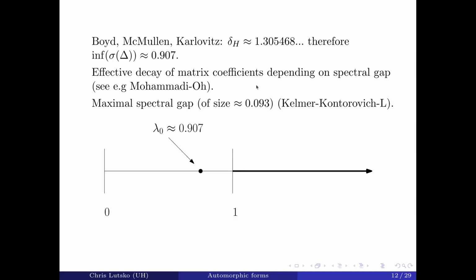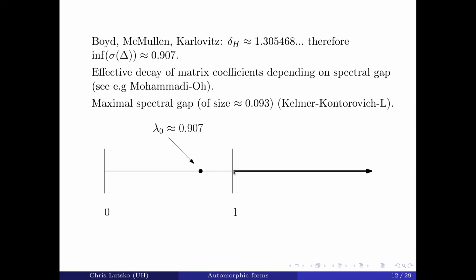And then with Dubi, Kelmer, and Alex Kontorovich, we answered a question that Sarnak had written in a letter to Lagarias, and we showed that the Apollonian packing has maximal spectral gaps. So there's no spectral information from this eigenvalue all the way up to 1.